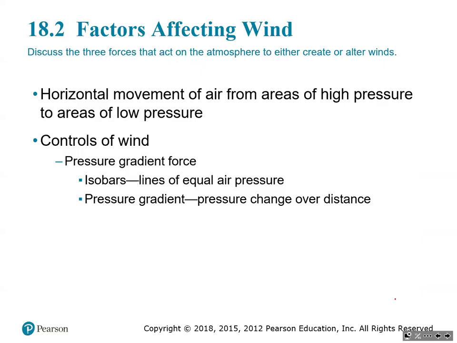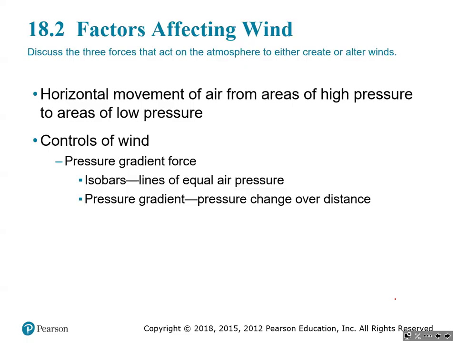Wind is the horizontal movement of air from areas of high pressure to areas of low pressure. Pressure is just force being applied on everything. So if you have an area with a high pressure next to an area with a low pressure, the high pressure side is pushing on what's in the middle more than the low pressure side is. So that stuff in the middle will move towards the low pressure side, and you get wind.